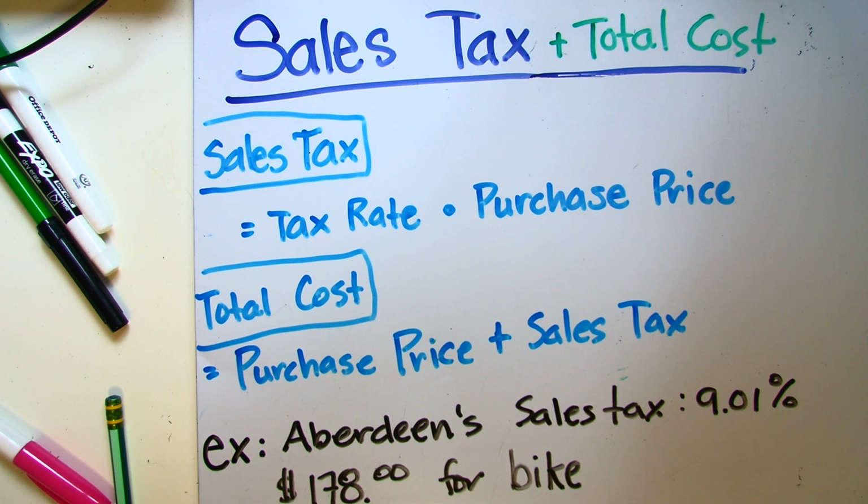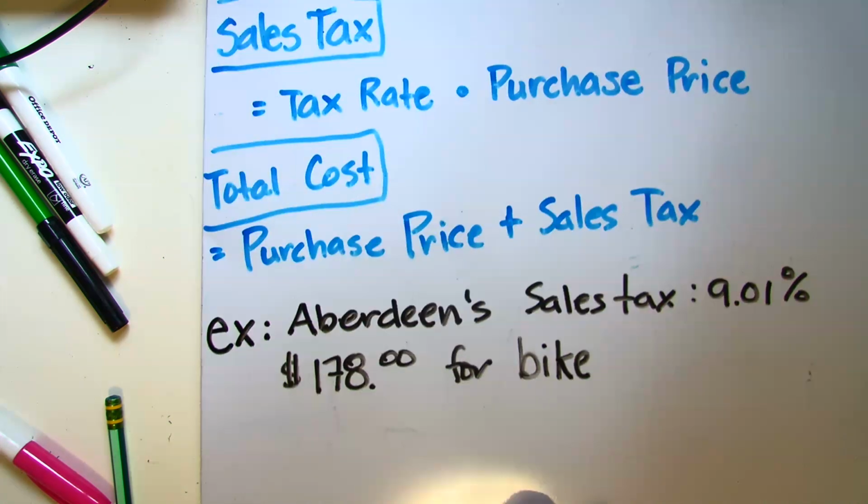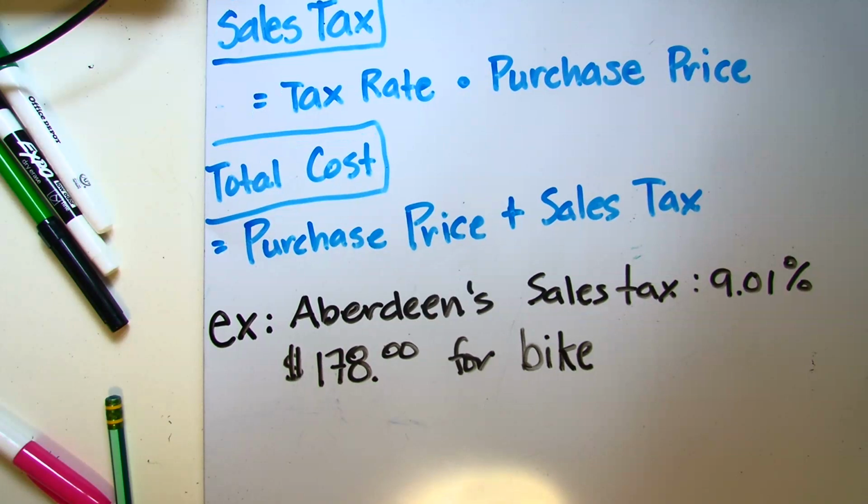Now, in this example, I looked up Aberdeen sales tax in June 2021. The sales tax at this point is 9.01%. Now, if we were to go to Walmart and purchase a bike, say one that cost $178, we would want to figure out what the sales tax is as well as the total cost.